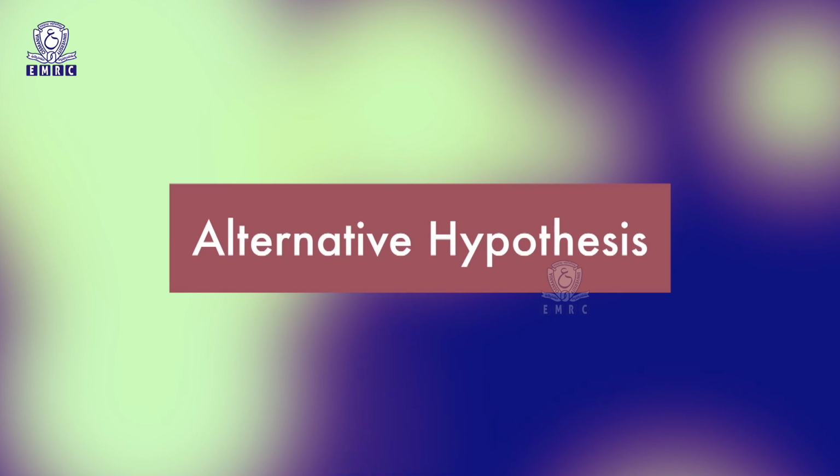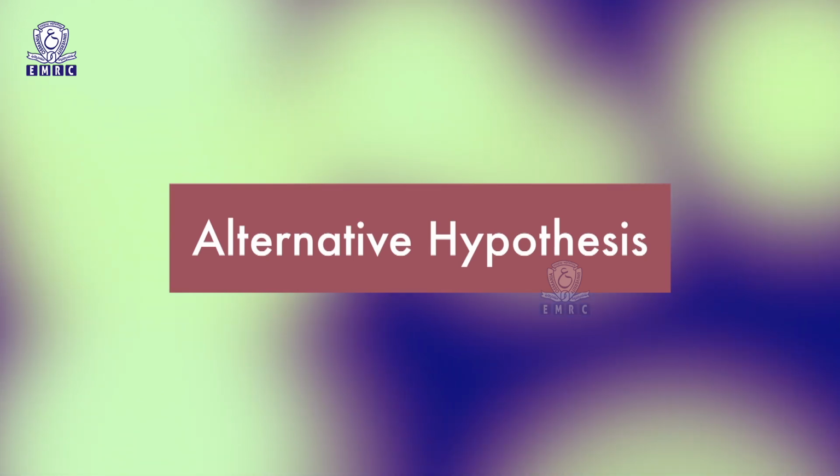Another type of hypothesis is alternative hypothesis. The alternative hypothesis states that there is a relationship between two variables being studied. One variable has an effect on the other. It states that the results are not due to chance and that they are significant in terms of supporting the theory being investigated.